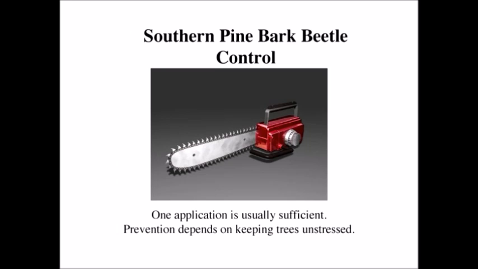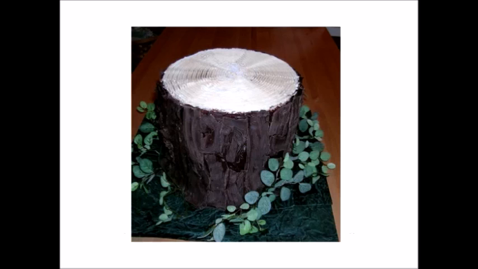If you had two trees in your yard and one was being attacked, you might try to protect the other one. So this is the southern pine bark beetle control, and usually one application is sufficient. Basically, you have to cut down the tree and remove it at your earliest convenience, to remove it as a reservoir for attacking other trees.